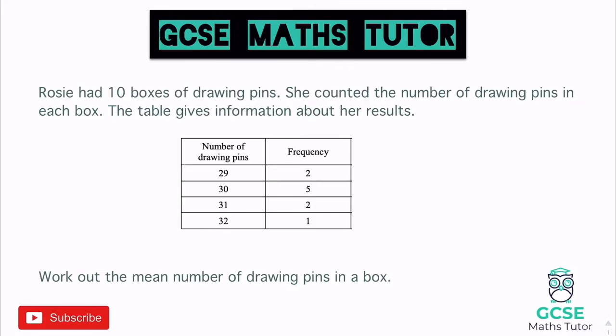So this question says, Rosie has 10 boxes of drawing pins. She counted the number of drawing pins in each box, and this table gives some information about her results. Now we can see in the table, we've got the boxes with 29 drawing pins there.